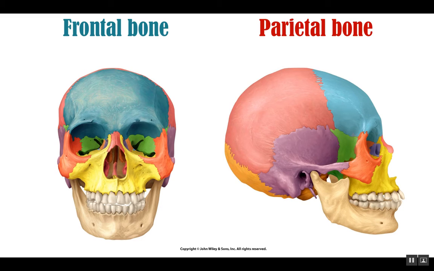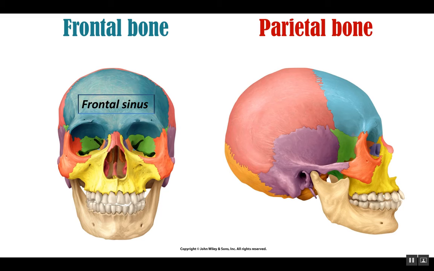But we're going to begin with a fairly easy one, the frontal bone. The frontal bone is one single bone that forms the anterior portion of the cranium. It also forms much of the orbit, the superior wall of the orbit, and it contains a sinus, a paranasal sinus. That sinus is known as the frontal sinus.